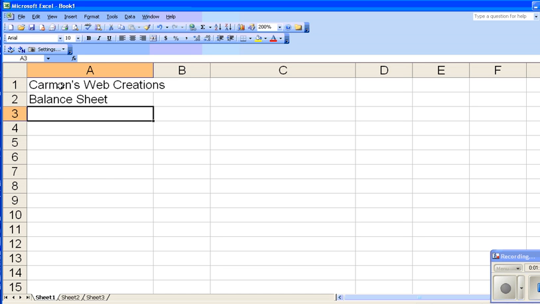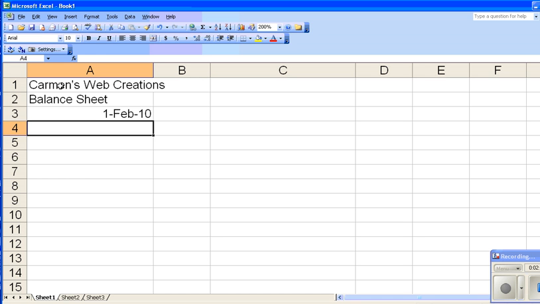In row 3, we are going to answer the question, when? When is this balance sheet being prepared? We are going to prepare this balance sheet on February 1st, 2001. Oh, I'm sorry, it's 2010.